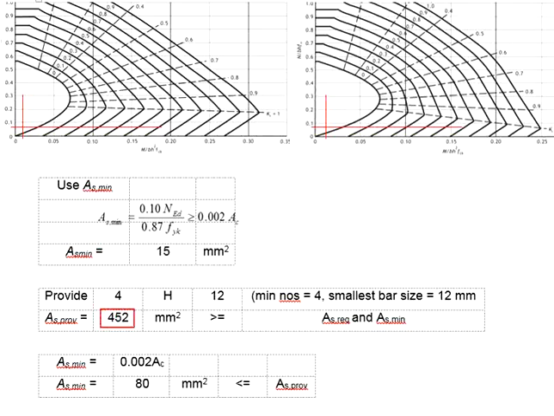Even though this is significantly more than what is required, due to practical considerations, this is the least amount of reinforcement bar that you need to provide to this column. This design is acceptable as the provided bar area is greater than what is required, and it is also greater than the As min.